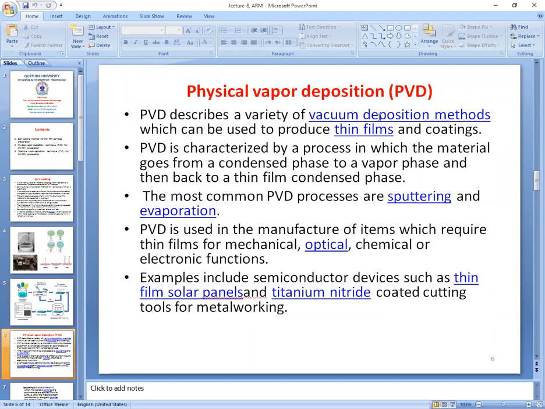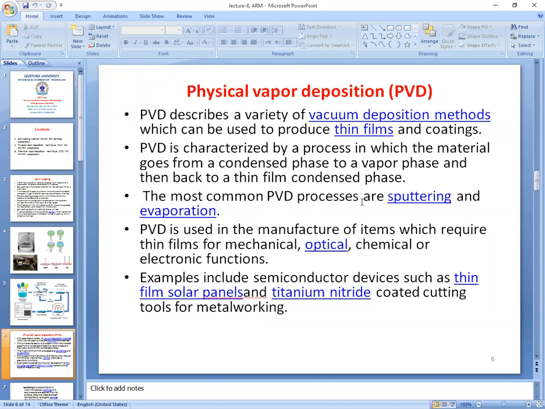The next one is physical vapor deposition, or PVD. PVD describes a variety of vacuum deposition methods which can be used to produce thin films and coatings. PVD is characterized by a process in which the material goes from a condensed phase to a vapor phase and then back to a thin film condensed phase. So what is done basically, the coating material is evaporated, or it is ejected from a coating material, and then it is directed towards the substrate, and it is deposited on the substrate.